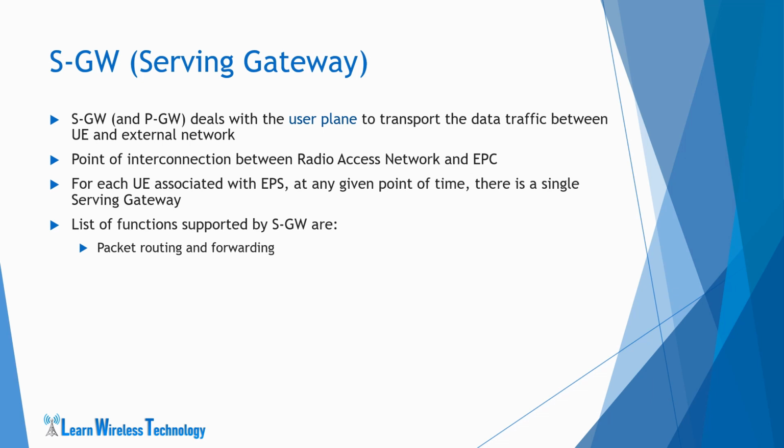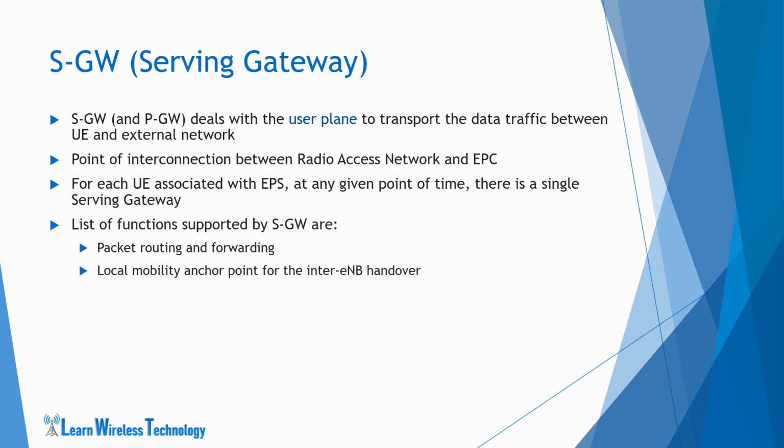Packet routing and forwarding. The serving gateway routes the downlink packets from PDN gateway to eNode B, which are then forwarded to UE over the radio network. The uplink packets transmitted by the UE are forwarded to serving gateway by the eNode B, and the serving gateway routes these uplink packets to PDN gateway.